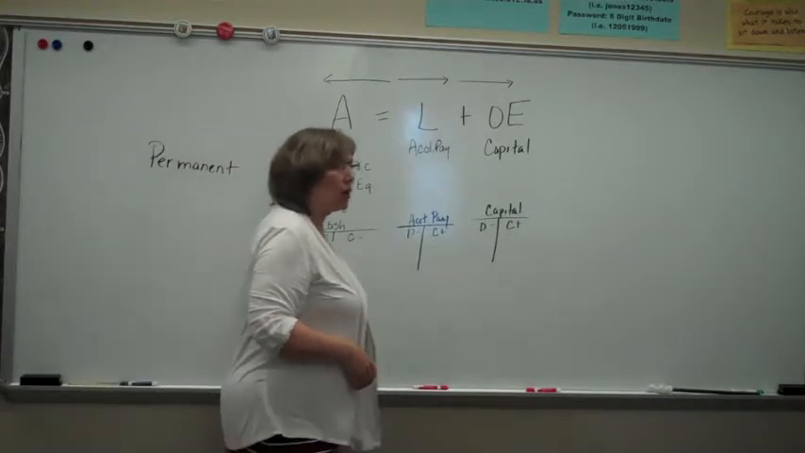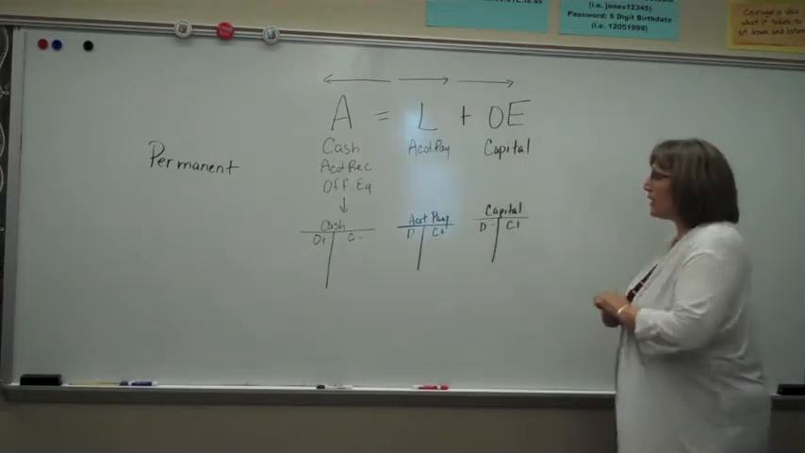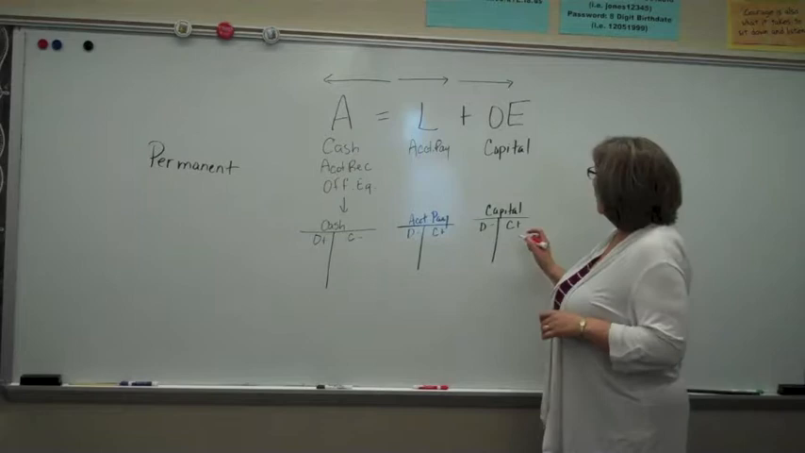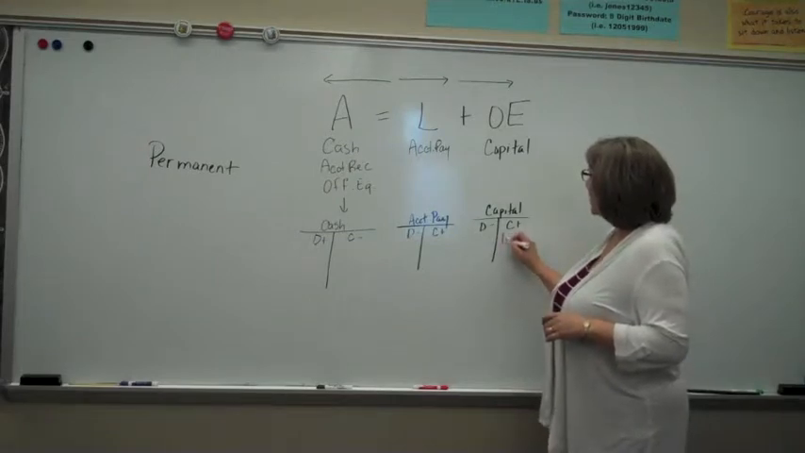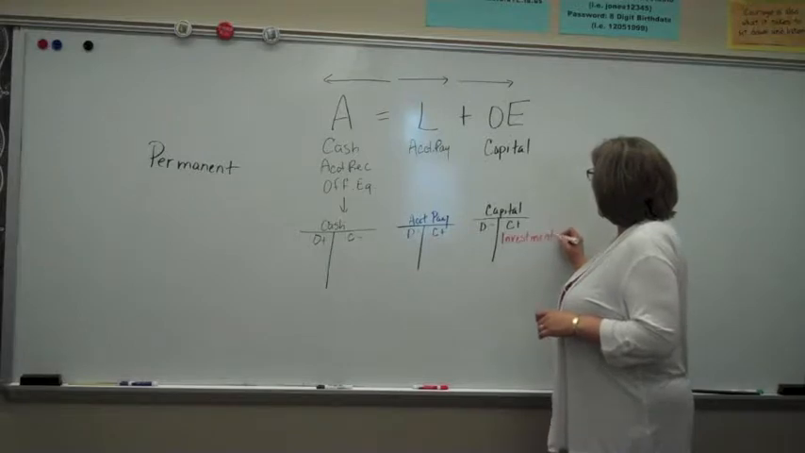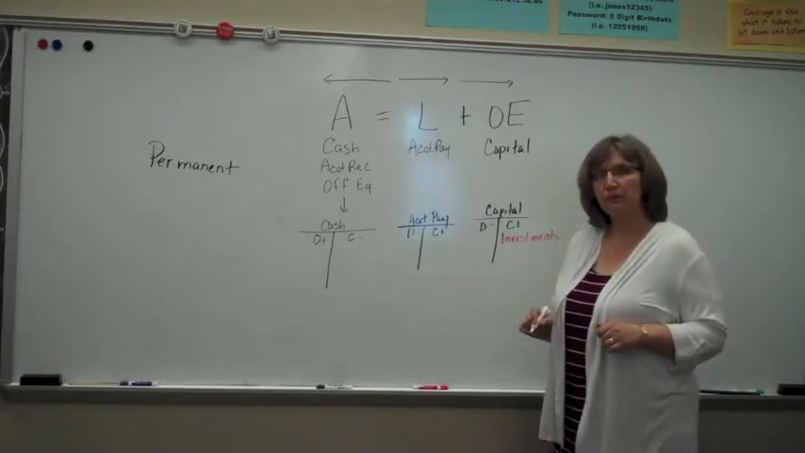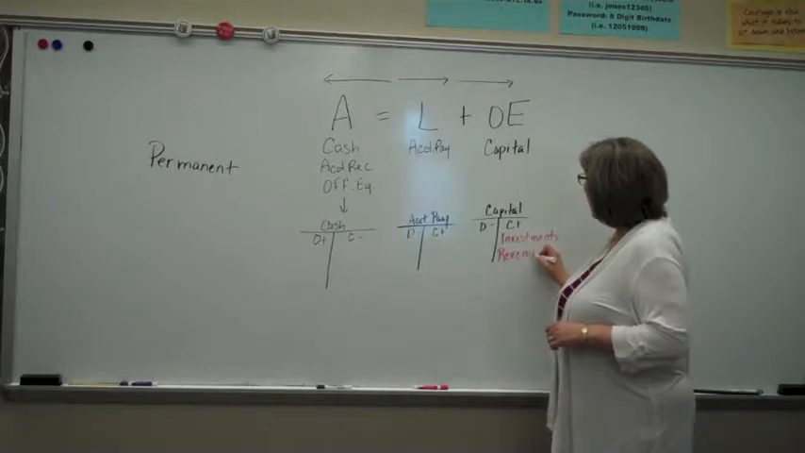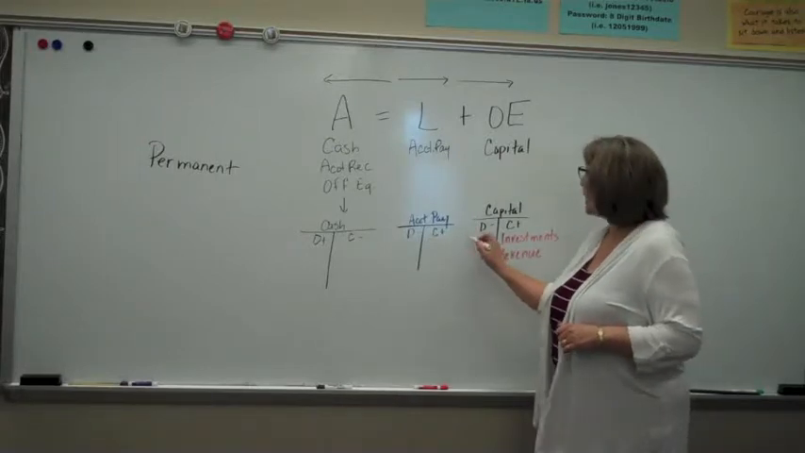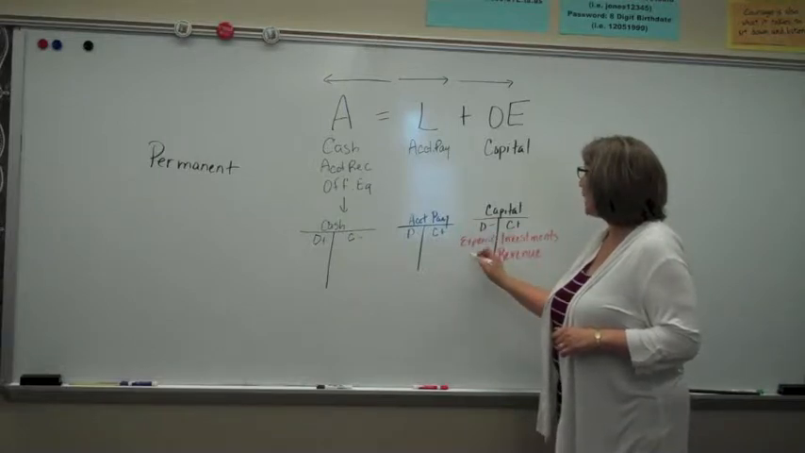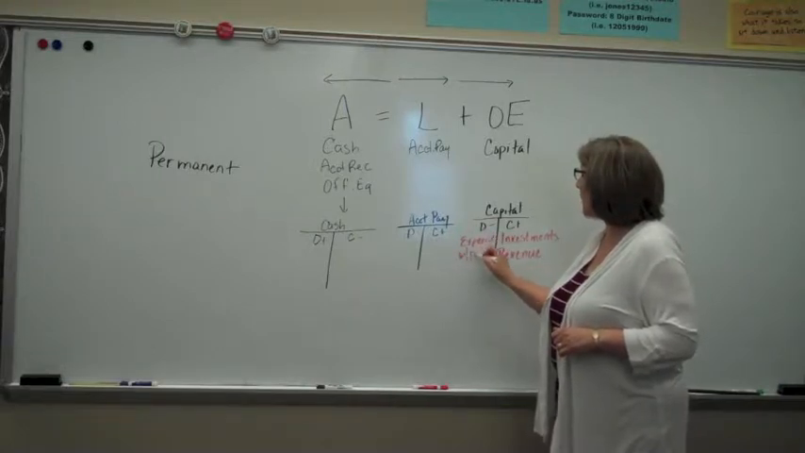If you recall, in capital, we said that there are 4 things that affect capital. We said investments make capital go up. Revenue makes capital go up. Expenses make capital go down. And withdrawals make capital go down.